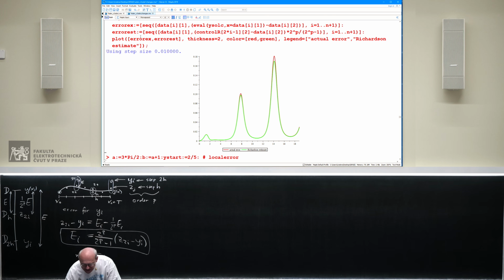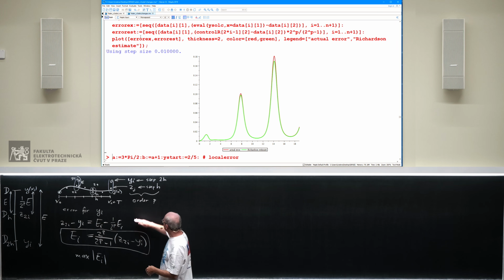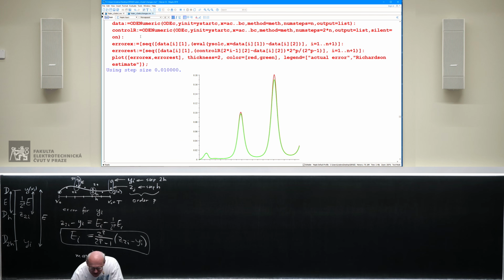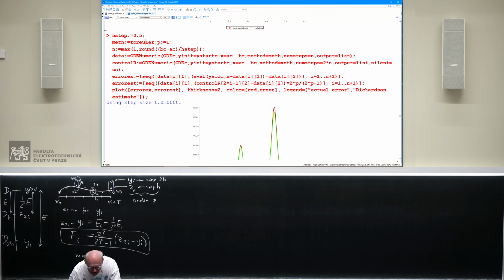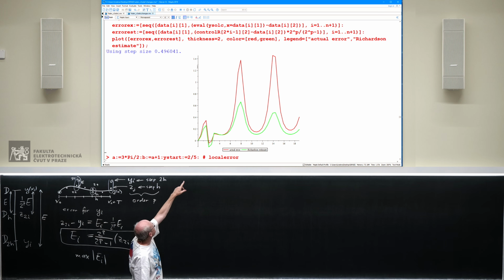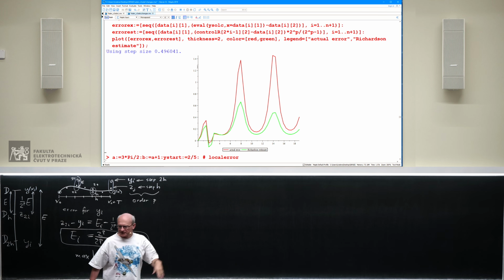Of course, we know that this kind of reasoning always works better if the order is better. So what I'm going to do, I will go back to step 0.5 and show it so that we can keep it in our memory. Let's have a look at this green curve. It's like half the way. It's half the height of the red peak. So this is the Euler method with step 0.5.